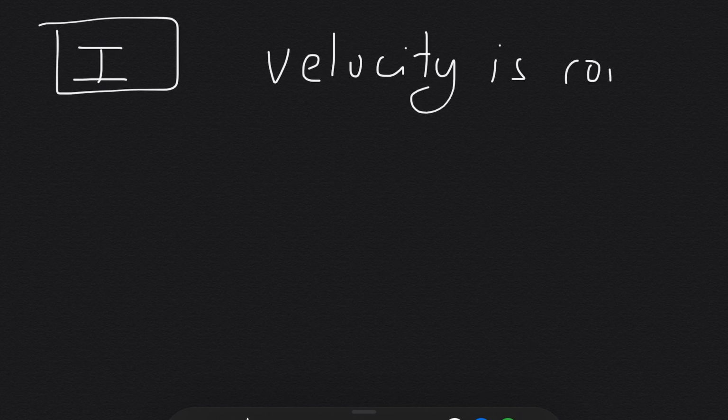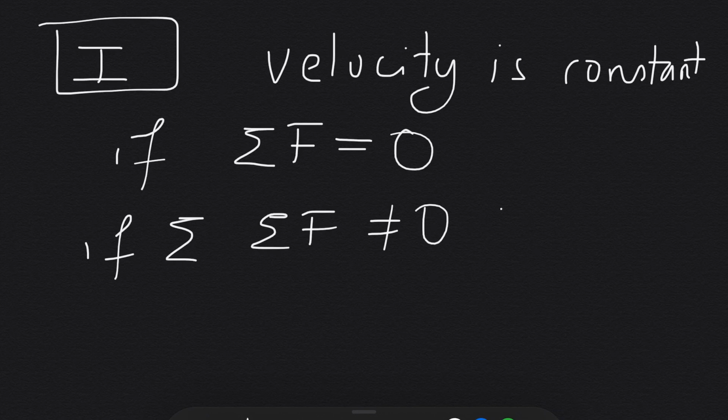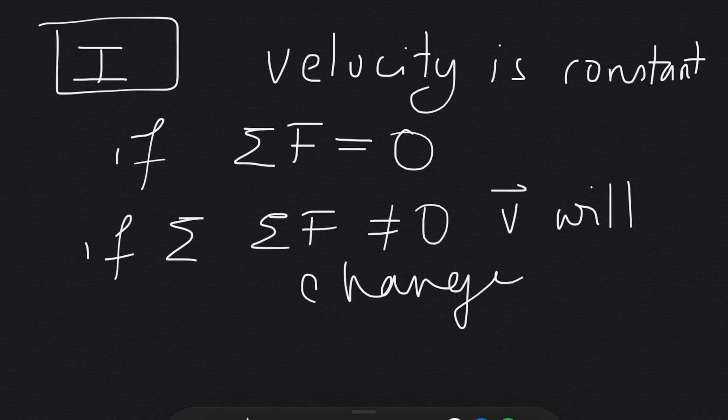So, essentially, Newton's first law of motion is saying that velocity is constant if the sum of forces acting on an object is 0. If the sum of forces is not 0, then velocity will change. And we'll put a little arrow on top of the v. That means v is a vector quantity. Yes, you guessed it. Now, it's interesting that they used velocity and not speed.